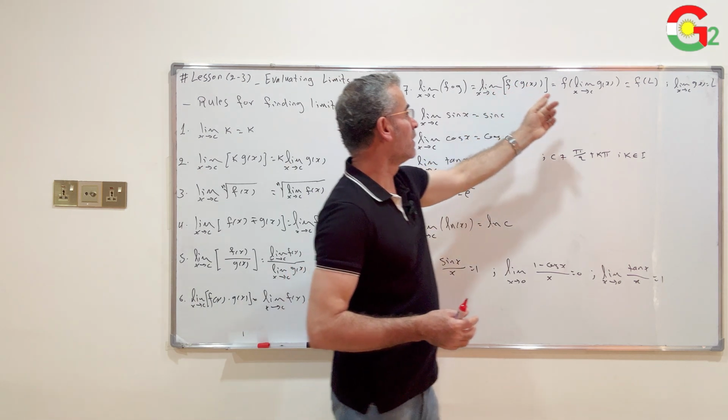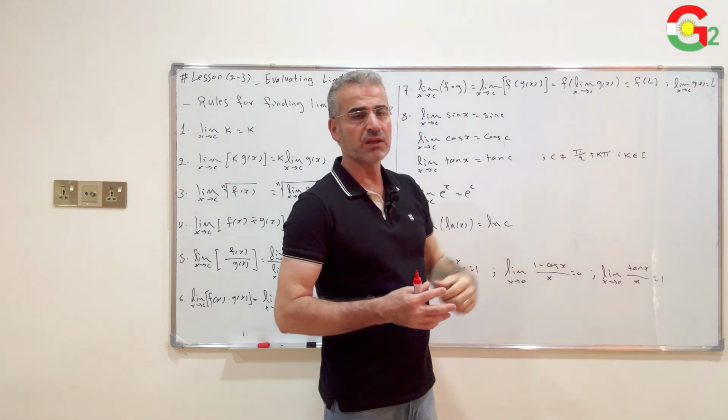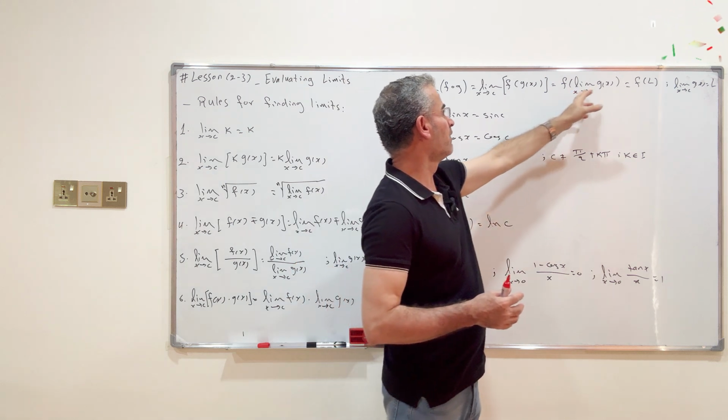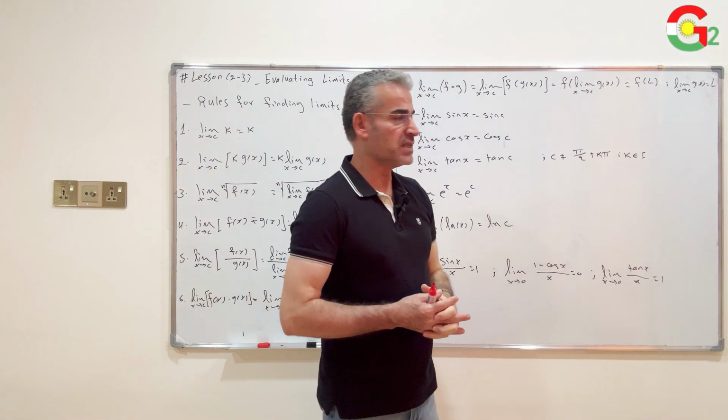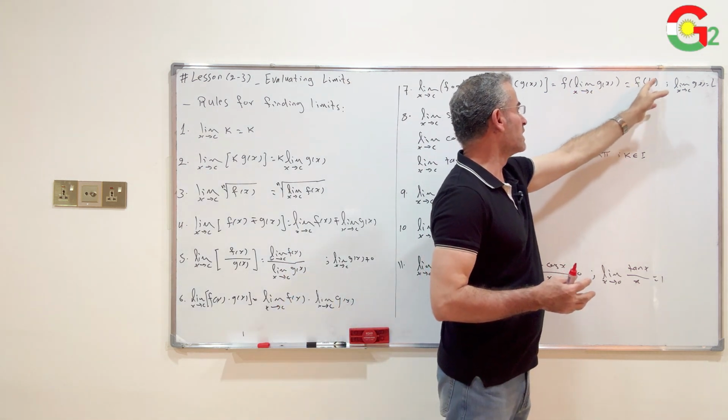Number seven, limit of the composite function f circle g equals the limit of f of g of x, which equals f of the limit for g of x. If the limit of g of x is L, then the answer is f of L.